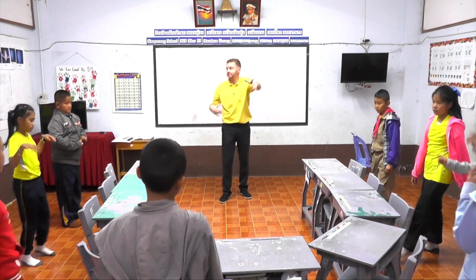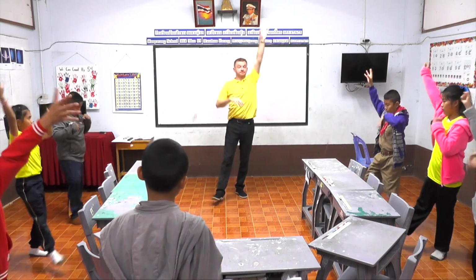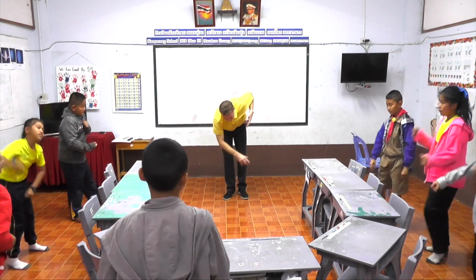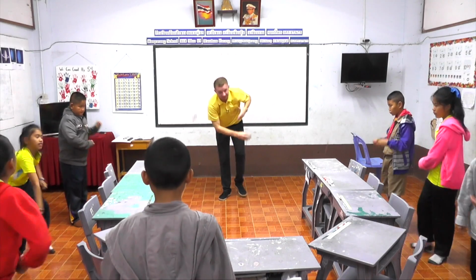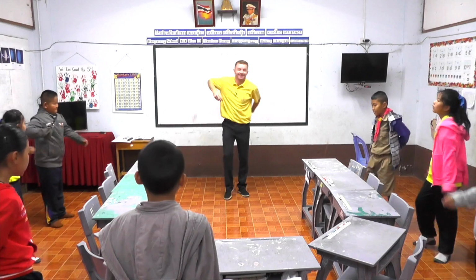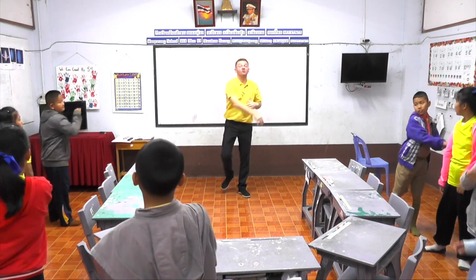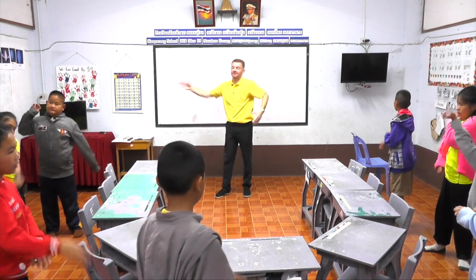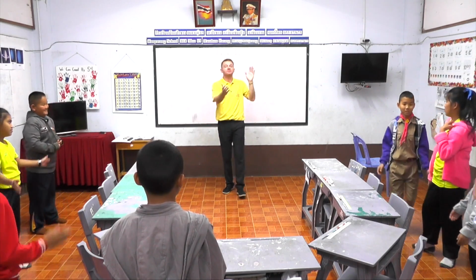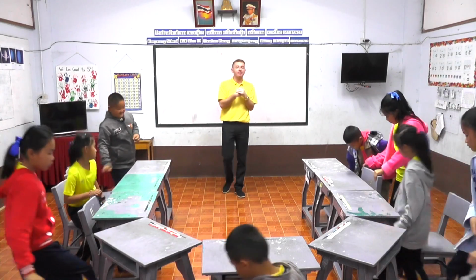Let's shake it out. Let's shake it up. Shake it down. Shake it back. Shake it left. And shake it right. To finish, we will do five claps. 1, 2, 3, 4, 5. Excellent, guys. Have a seat.